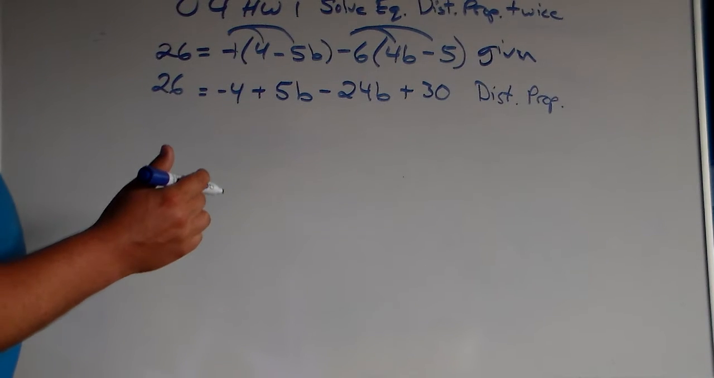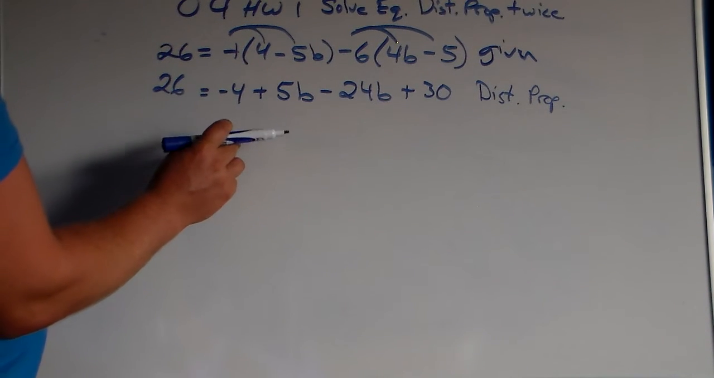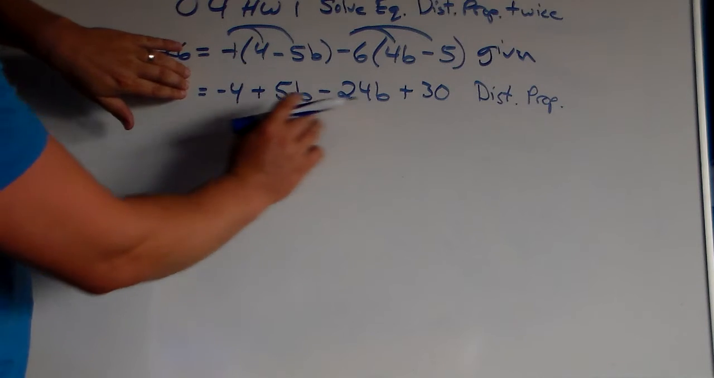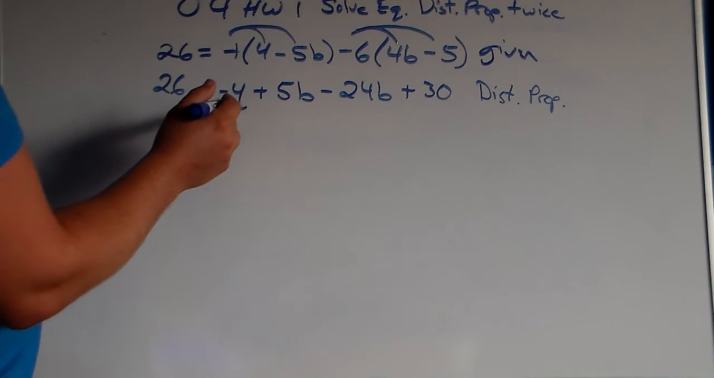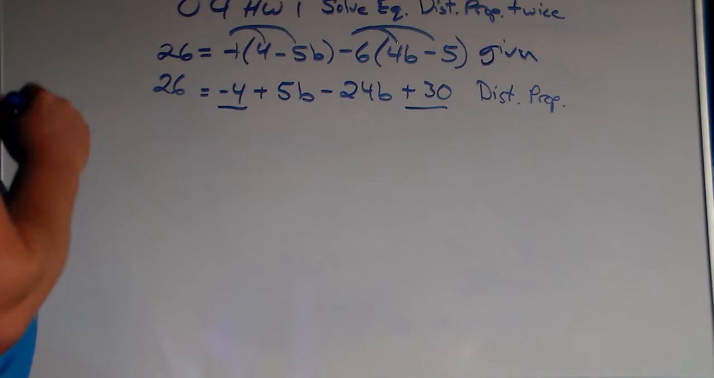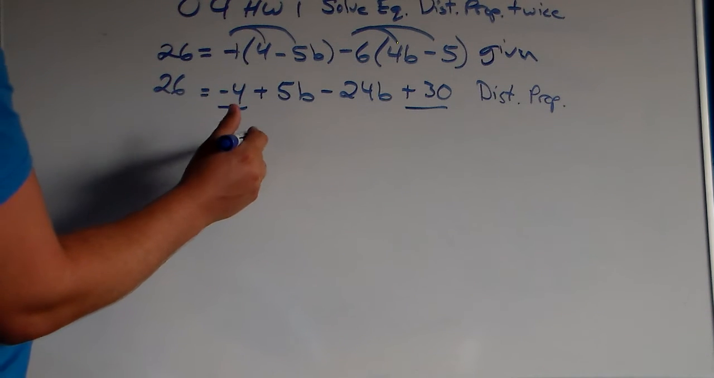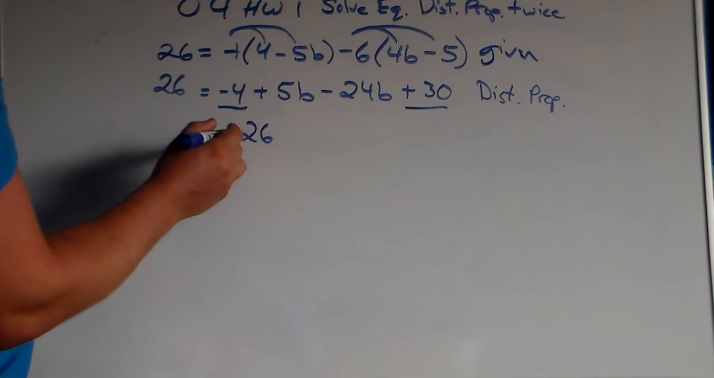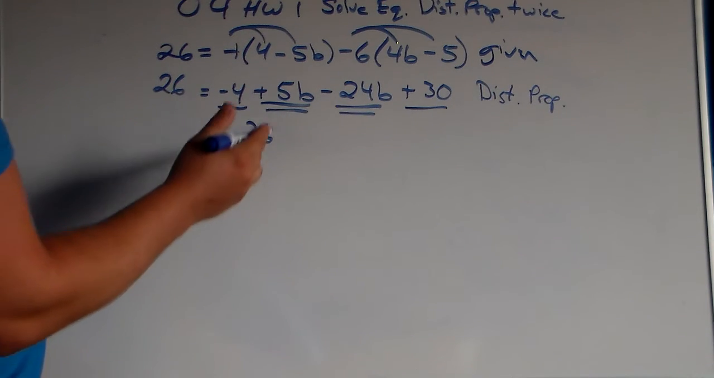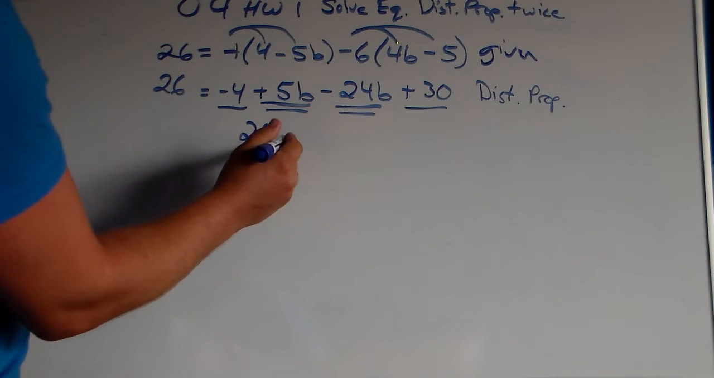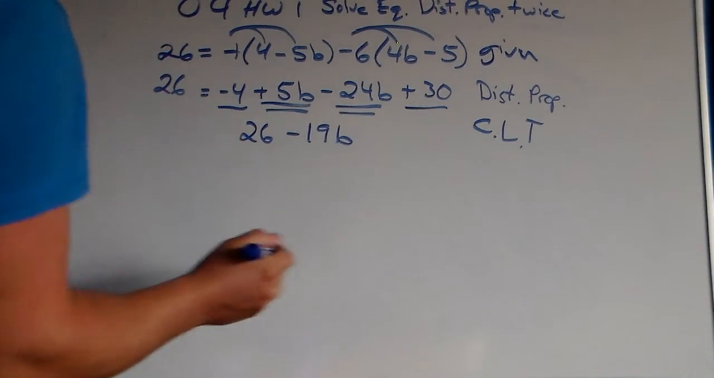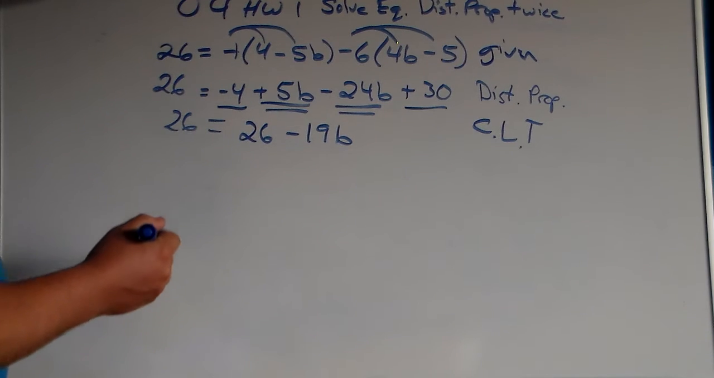Next step here, we're going to combine our like terms, meaning terms that are similar to each other, that are on the same side of that equal sign, meaning that they're on the right hand side of this equal sign in this particular problem. So we're going to focus everything on the right. Let's first look at that negative 4. Negative 4 has a like term of positive 30. They're both constants. So negative 4 plus 30 gets us positive 26. Now positive 5b has a like term of negative 24b. So 5 minus 24 gets us a minus 19b. And that was combined like terms. Carry down the equal sign, carry down the 26.